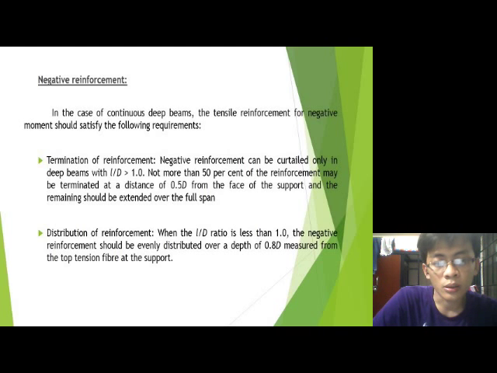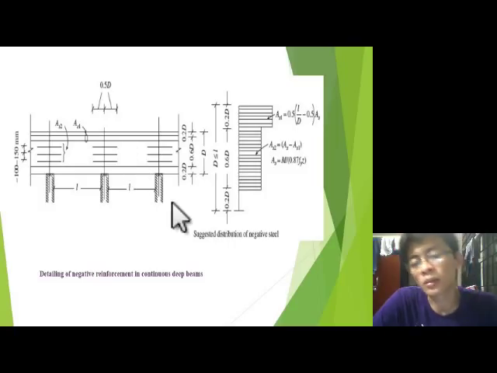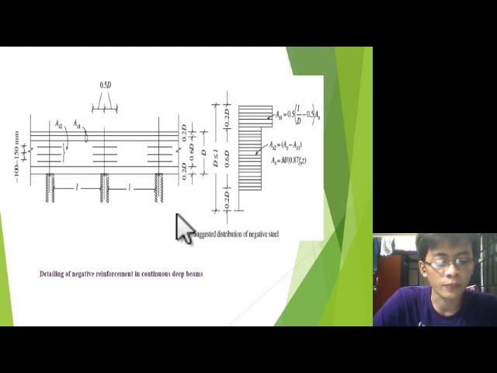When the length to depth ratio is less than 1.0, the negative reinforcement should be evenly distributed over the depth of 0.8 times depth measured from the top of the fiber. Here we see the distribution of the negative reinforcement. Here on top we see the main negative reinforcement placed along the full length of the span, and in the middle zone we see the distributed negative reinforcement. As mentioned before, these are the evenly distributed negative reinforcement placed at a distance of 0.8 times depth measured from the top of the tension fiber.